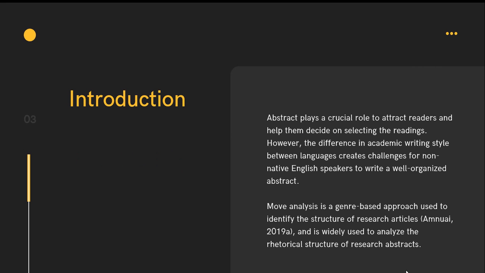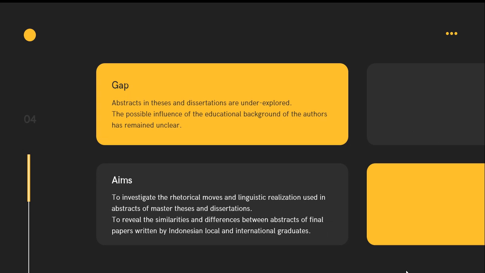Genre move analysis is first introduced by John Swales. Genre is primarily described in regards to rhetorical structure, which contains moves and steps. Move analysis is one of the genre-based approaches used to identify the structure of research articles, and is widely used to analyze the rhetorical structure of research abstracts. Identifying rhetorical moves and steps may help researchers to fulfill the communicative function of a text.